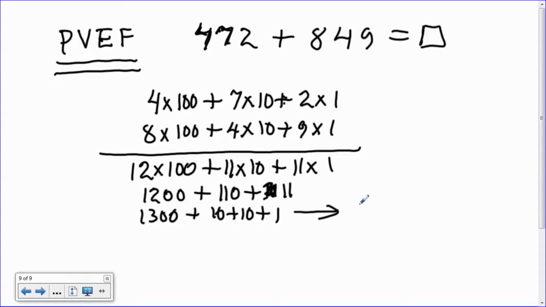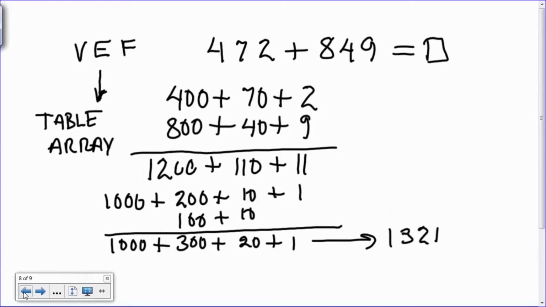So it's 1,321. So here's the number in standard form. And that's an illustration of place value expanded form, where we're using the place value representation for these two numbers, 472, 849, instead of the value expanded form. Now, as I said before, the value expanded form is what leads us to what's called table array computational strategy. And so let's see how that plays out.